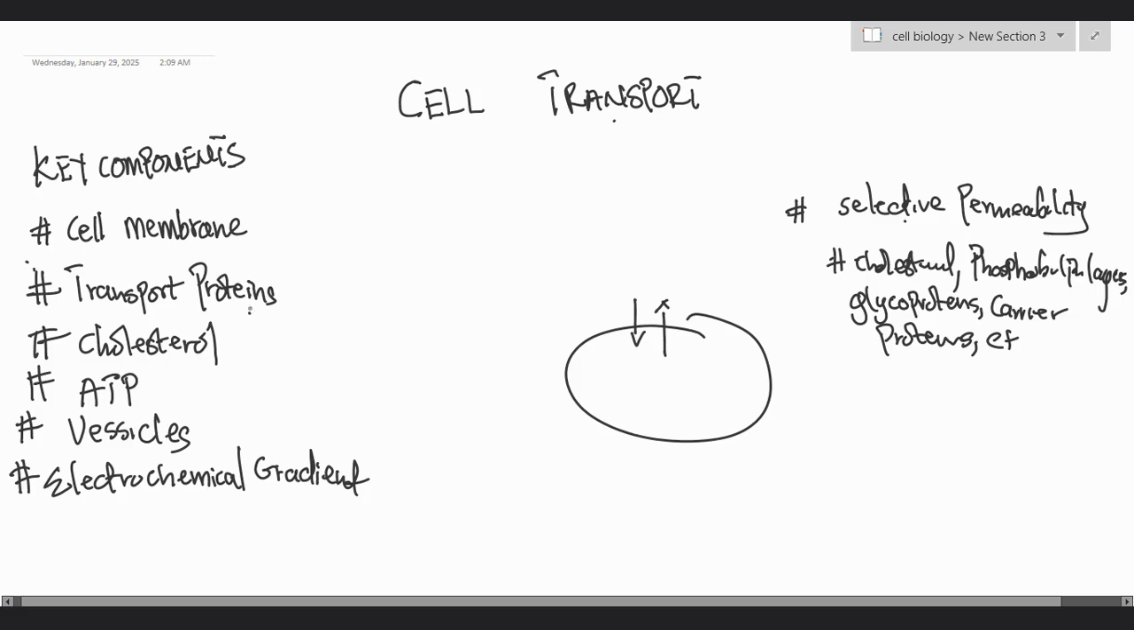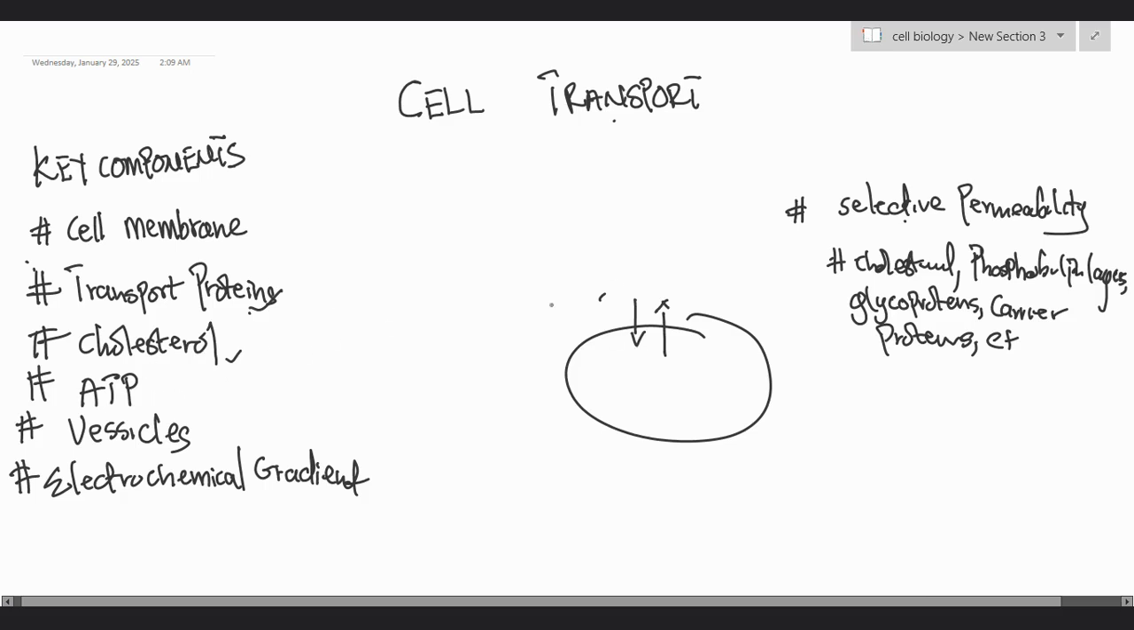Now let's talk about the transport protein. These are proteins responsible for moving substances from the outside of the cell to the inside of the cell, and vice versa. These are proteins that are found embedded within the plasma membrane. Then we talk about cholesterol. Cholesterol too has a role to play in transport, especially when it comes to the polarity of the molecule, or whether the molecule is lipid soluble or not.